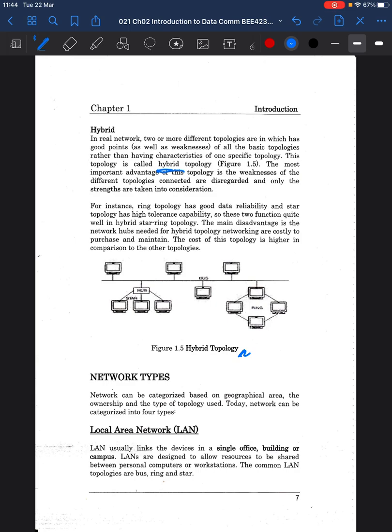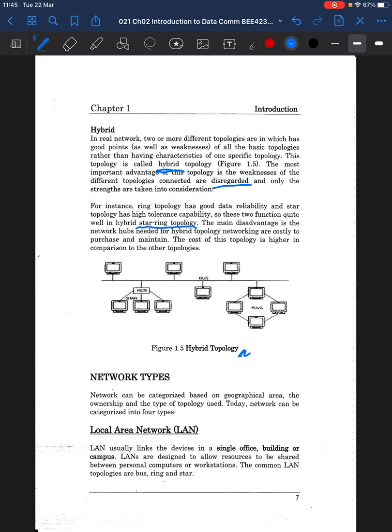The most important advantage of this topology is that the weaknesses of the different topologies connected are disregarded, and only the strengths are taken into consideration. Okay, the weaknesses will be improved. For instance, ring topology has good data reliability and star topology has high fault tolerance capability. So these two function quite well in a hybrid star-ring topology. Hybrid star-ring, star plus ring.